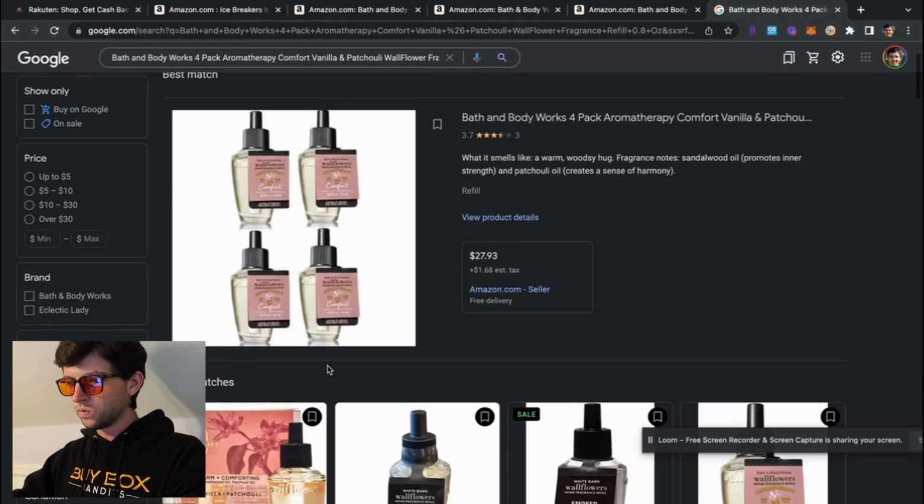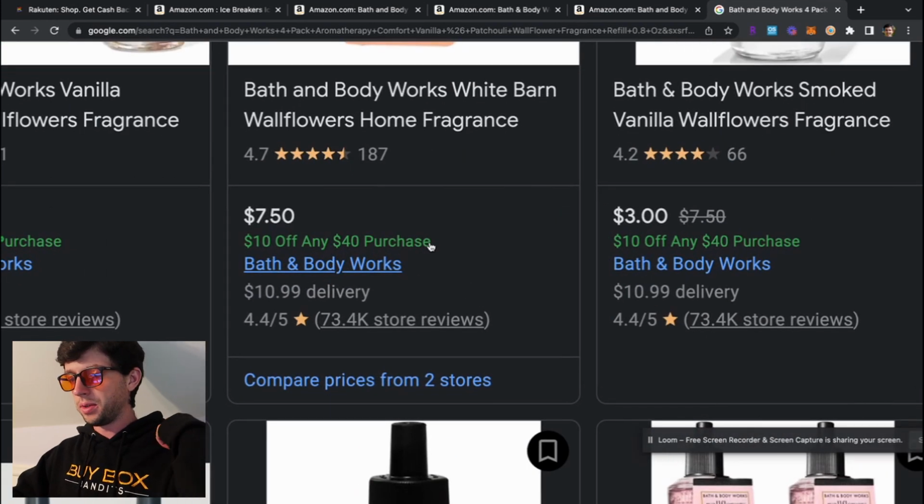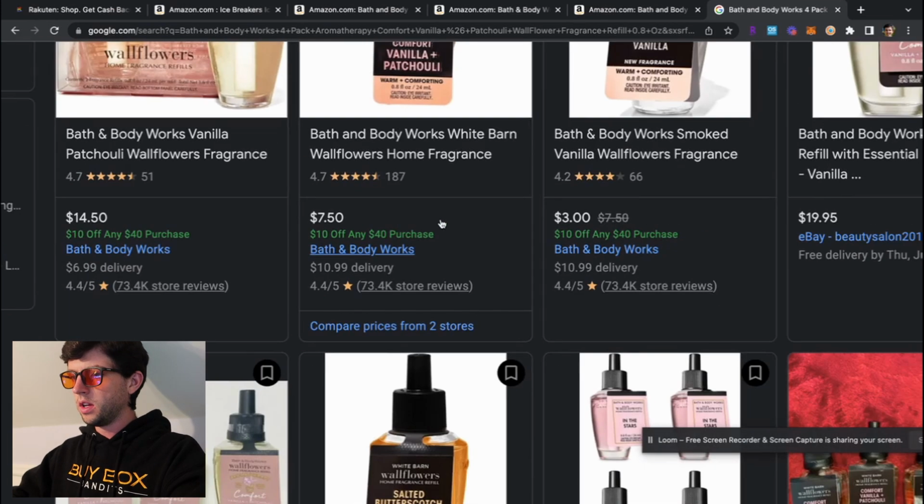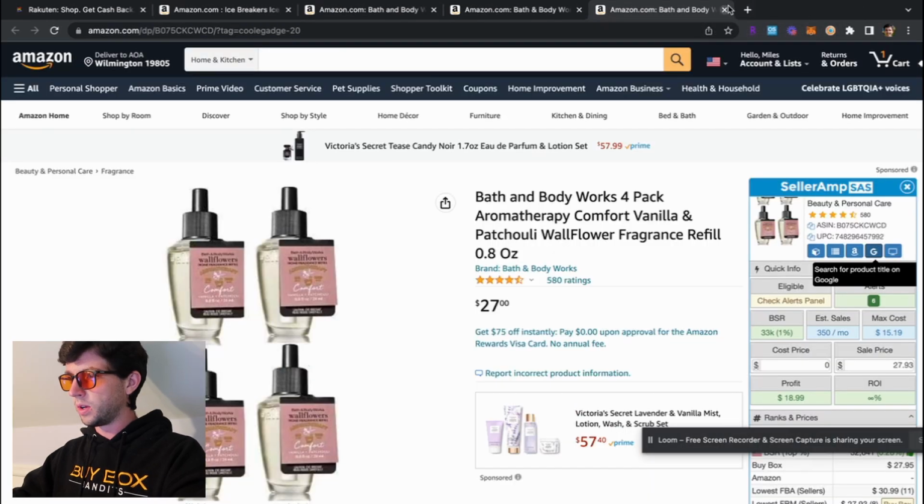Right here, we'll hop into shopping. $7, $10 off any $5 purchase. So that ends up being like 25% off. So that ends up being close on that. Hopefully that coupon will serve us well in some of these other ones.